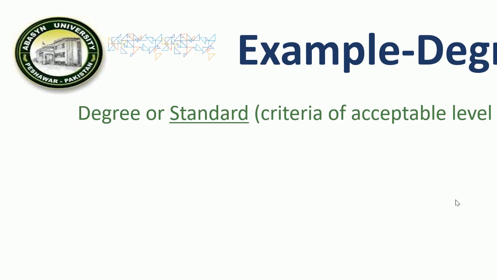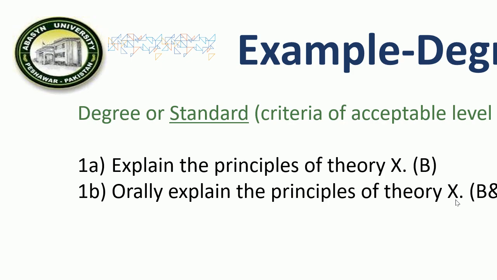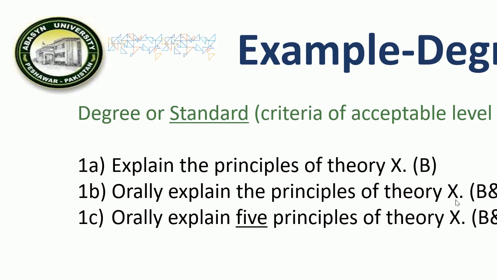If we talk about the degree or the standard of a specific CLO, then it is the criteria of acceptable level of performance. Now recall the same previous examples: explain the principles of theory X. This just shows the behavior, but orally explain the principles of theory X is behavior as well as the condition. But if we show the standard or degree of this CLO, so orally explain 5 principles of theory X. So this 5 is the degree. It shows the degree. So in this last CLO, behavior, condition and degree, all 3 things are imposed in the CLO.